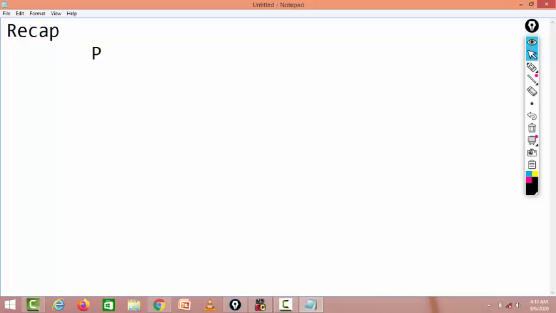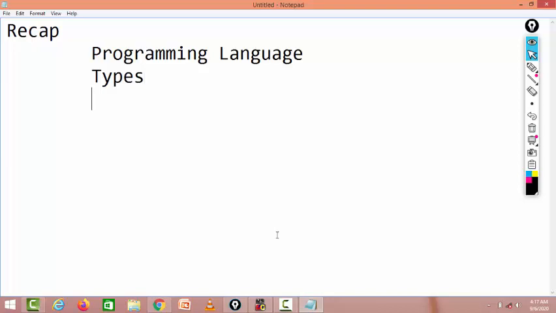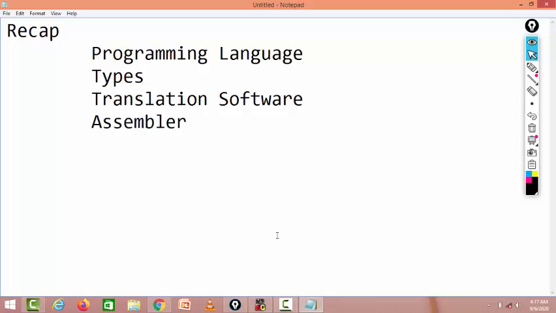In the last lecture, we discussed what programming languages are. Then we discussed the types of programming languages. We discussed the translation software, in which we discussed the assembler. These were the topics that we discussed in the last lecture.